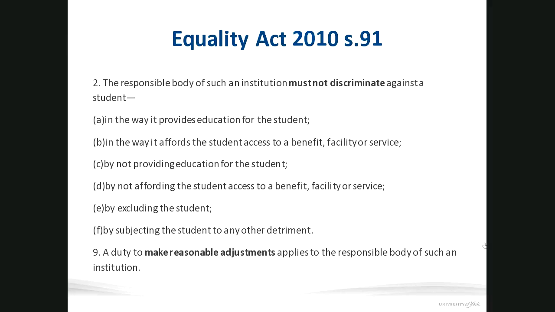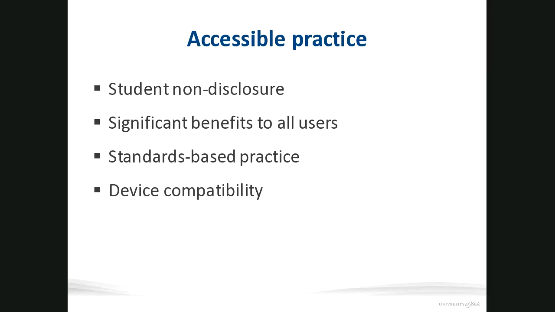So we have a responsibility, and the responsibility lies with the institution, but obviously as members of the institution we have a responsibility ourselves. I think it really comes down to not just wanting to make sure that we're doing the best we can, but also remembering that every student has a right to the education that we provide. So what does accessible practice mean in reality?